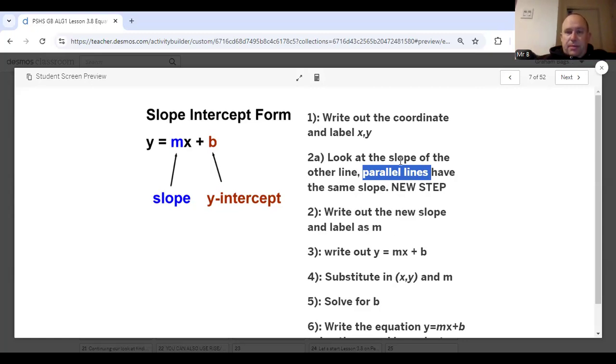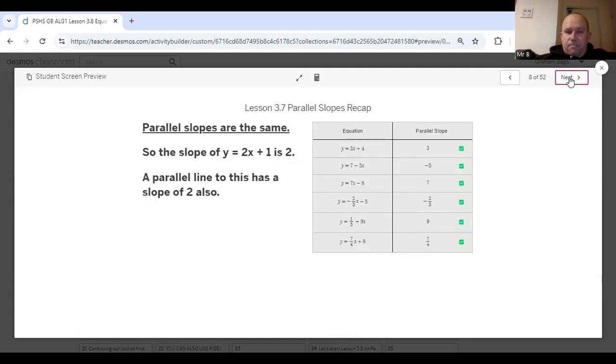But besides that, all the steps are the same as you looked at in lesson 3.6. And if you missed lesson 3.6, you should definitely go back and find that video. So for example, if you see y equals 3x plus 4, you know the slope of this line is 3, and therefore the parallel slope would be the same, which is also 3. And you should just check to see that you can understand why all of these are the same answer as well.